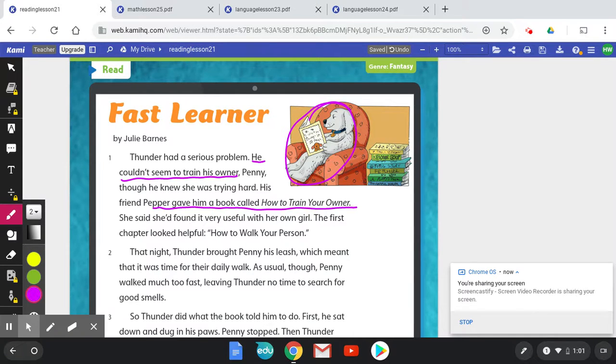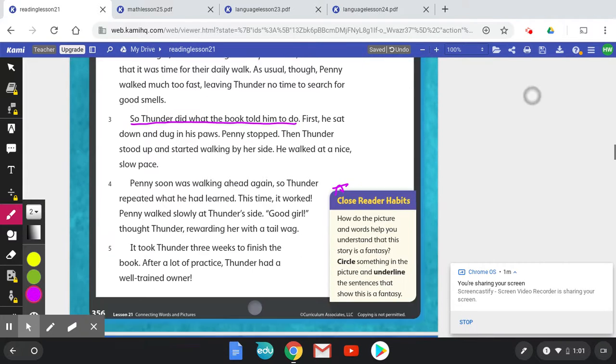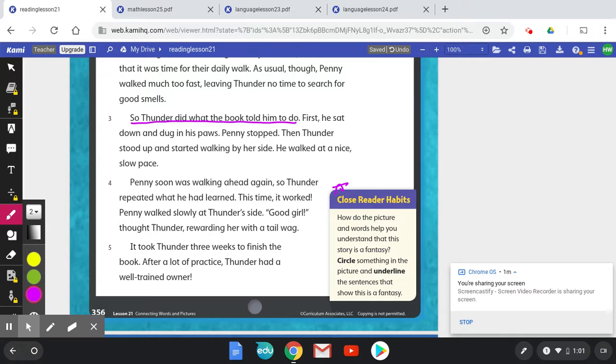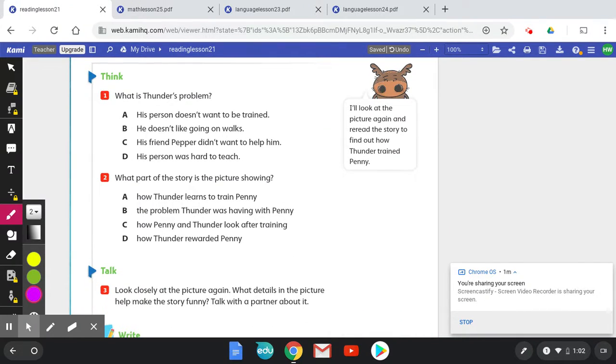And then look in paragraph 3. So Thunder did what the book told him to do. Again, that means that the dog Thunder would be reading it. And then in paragraph 4, it says that he repeated what he had learned, and this time it worked. And then in paragraph 5, it said it took him 3 weeks to finish the book, and he had a well-trained owner. So we know that the dog isn't going to train the owner necessarily. All right. So now let's go on to the questions.